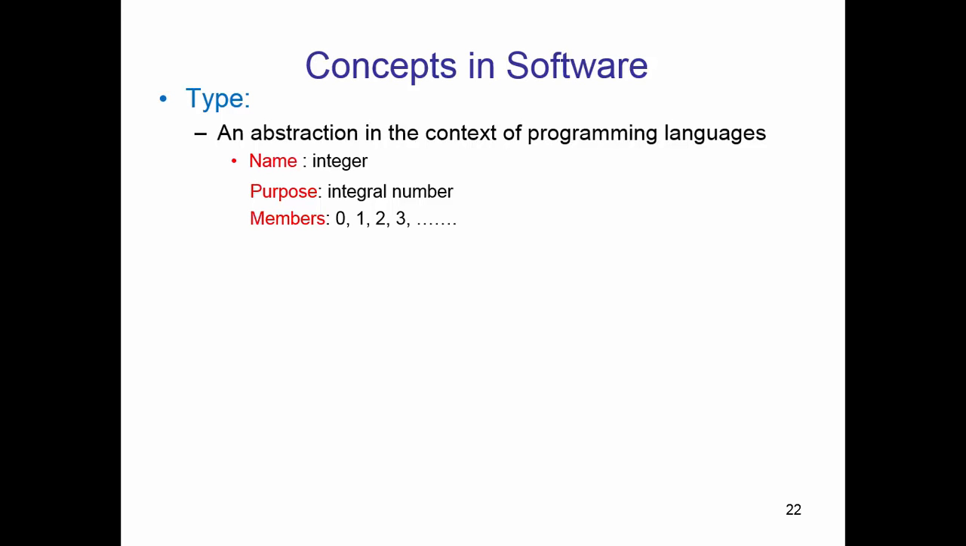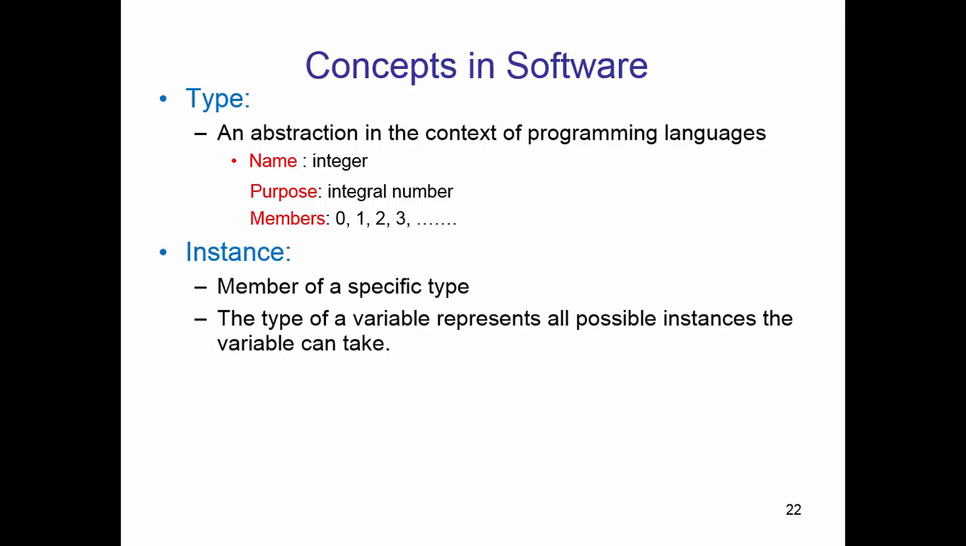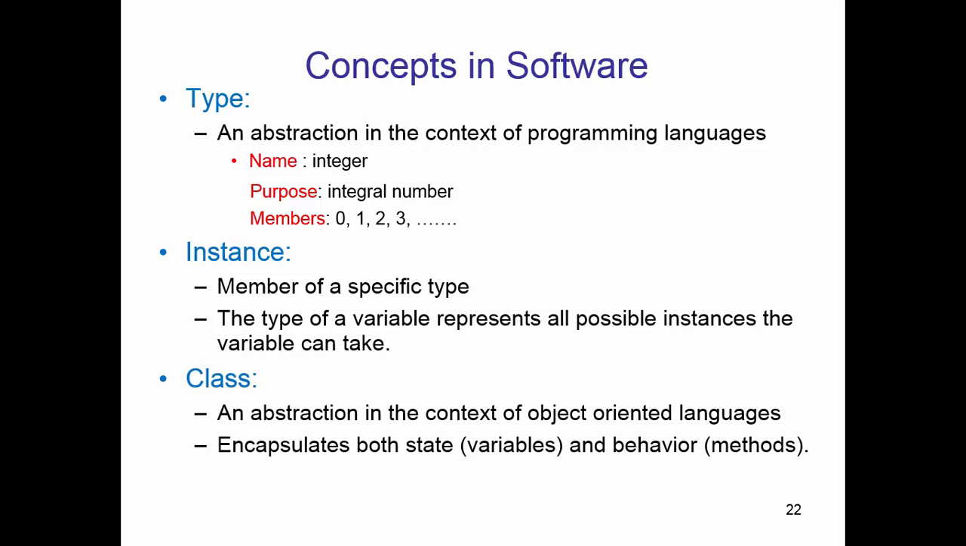Its purpose is to represent an integer number, and the members of that class will start with a 0 and will continue. An instance is a member of a specific type. The type of a variable represents all possible instances that the variable can take. So the instance is coming from the type. A class is an abstraction in the context of object-oriented languages, encapsulating both state (variables) and behavior (methods).